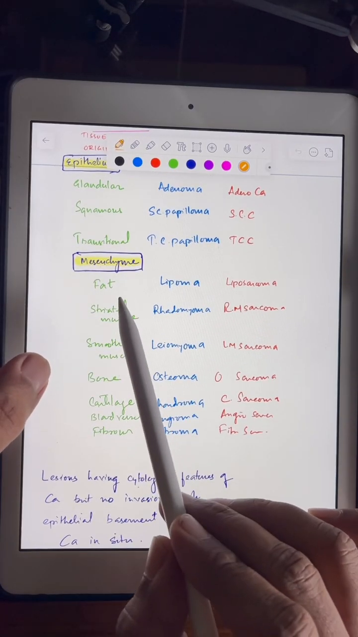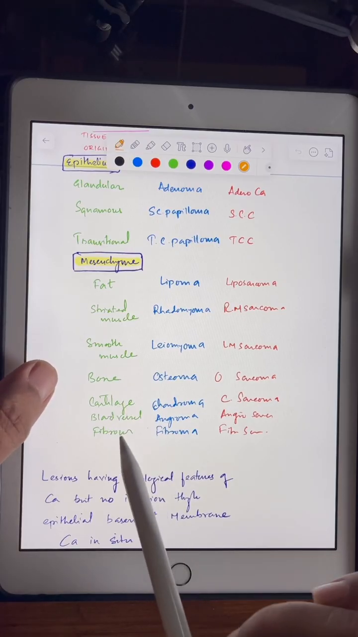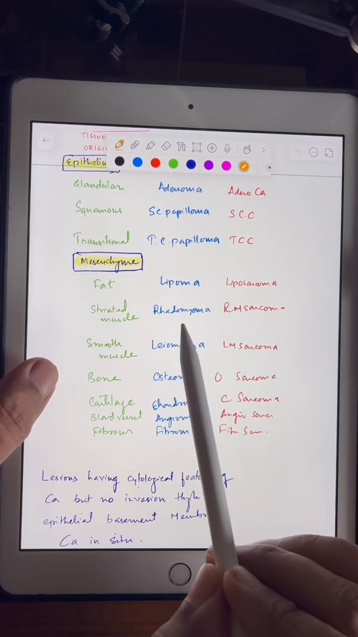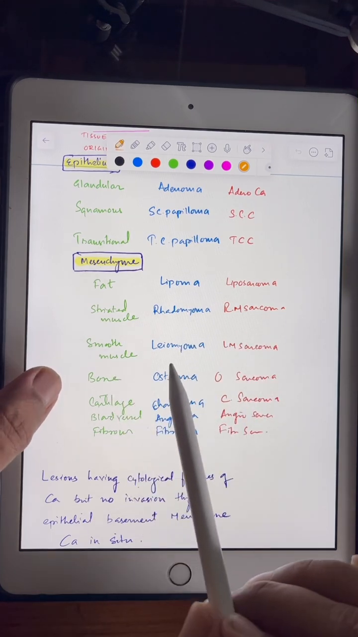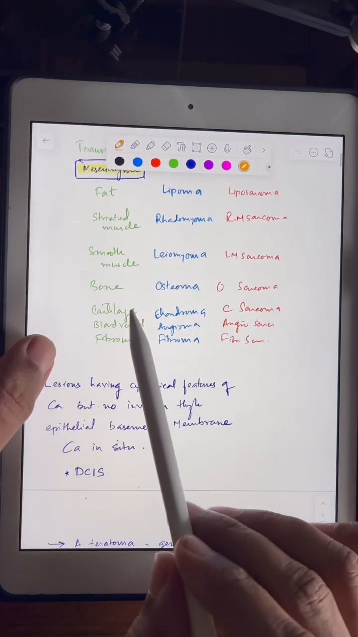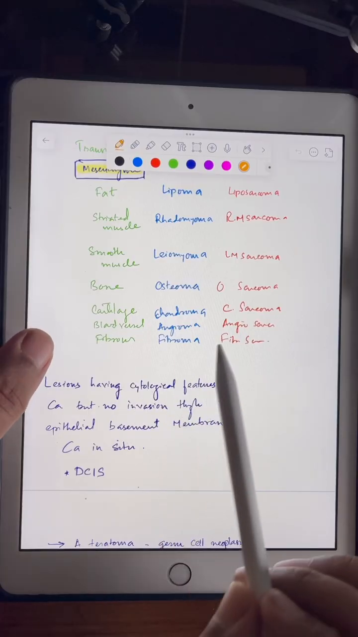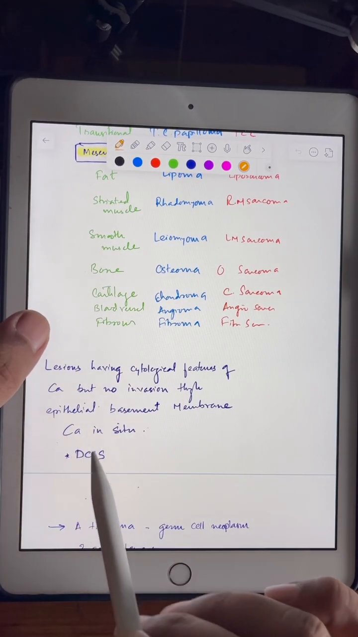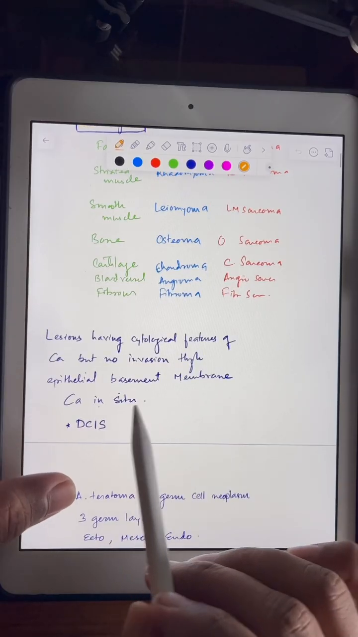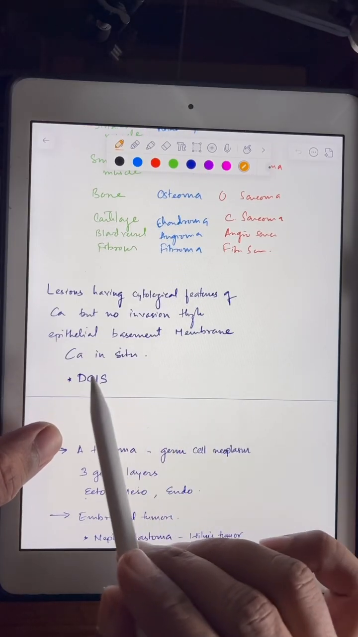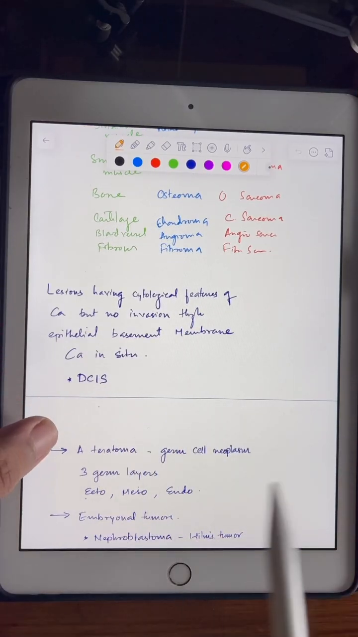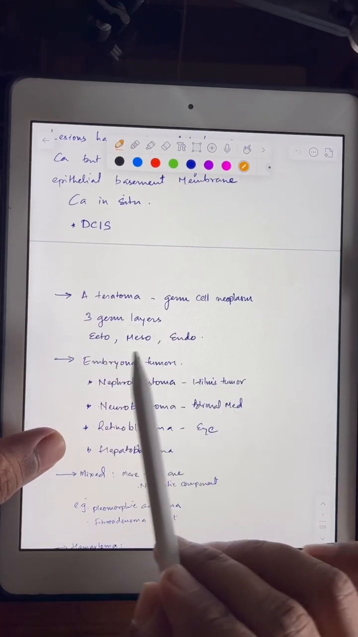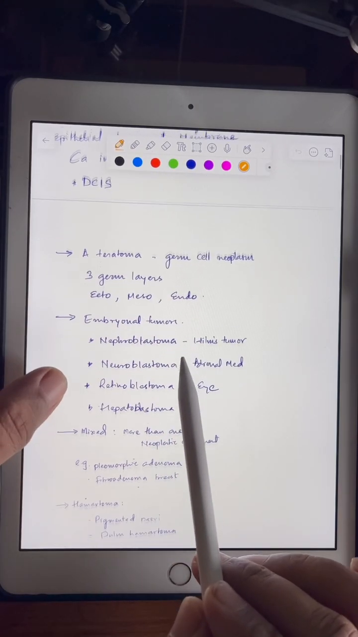Mesenchymal tissues: fat, muscle, smooth muscle, bone, cartilage. Fat, lipoma, liposarcoma; striated muscle, rhabdomyoma, rhabdomyosarcoma; smooth muscle, leiomyoma, leiomyosarcoma; bone, osteoma, osteosarcoma; cartilage, chondroma, chondrosarcoma. Lesions having cytological features of carcinoma but no invasion through the epithelial basement membrane are called carcinoma in situ. Example is ductal carcinoma. A teratoma is a germ cell neoplasm with 3 germ layers: ecto, meso and endoderm.